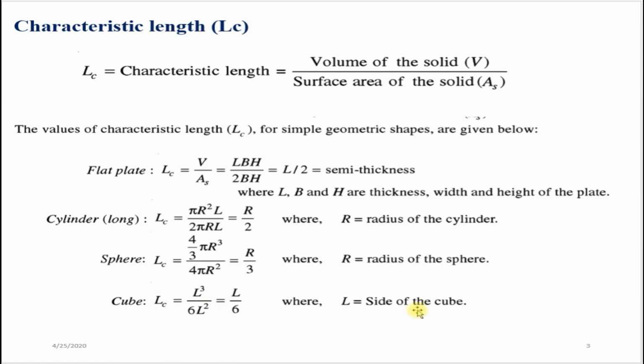This characteristic length value is required to find Biot number. In order to solve problems on unsteady state, the Biot number is required. First, we have to find out Biot number. If the Biot number is less than 0.1, we can go for lumped heat analysis.